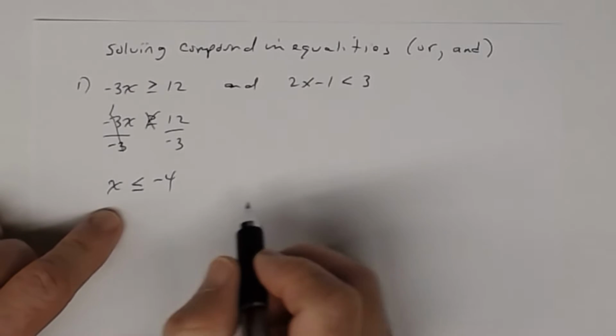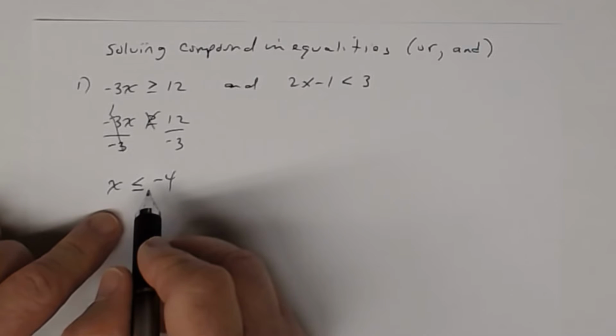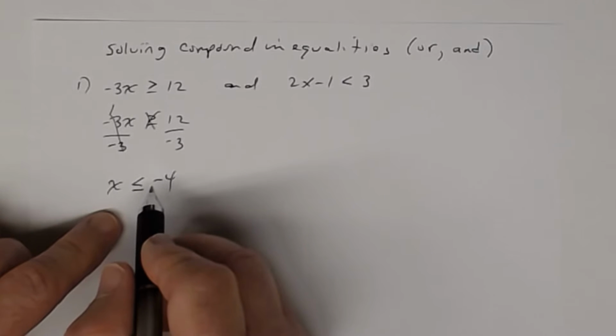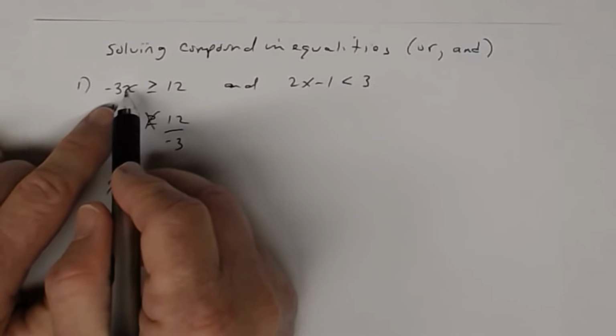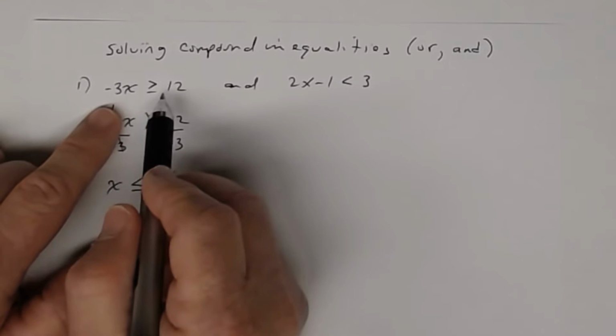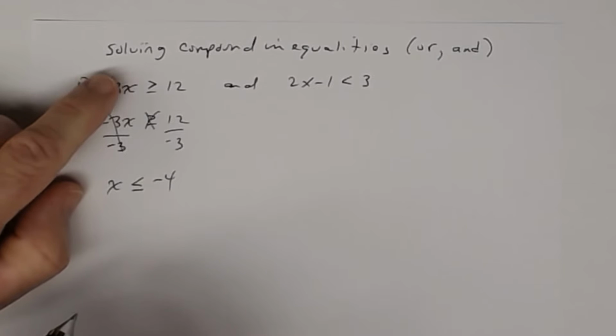So any real number less than or equal to negative 4 satisfies this statement, and you can see that's true. If you pick a number that's less than or equal to negative 4, let's say negative 5, then negative 3 times negative 5 is positive 15, and 15 is greater than or equal to 12. So any real number less than or equal to negative 4 satisfies this.